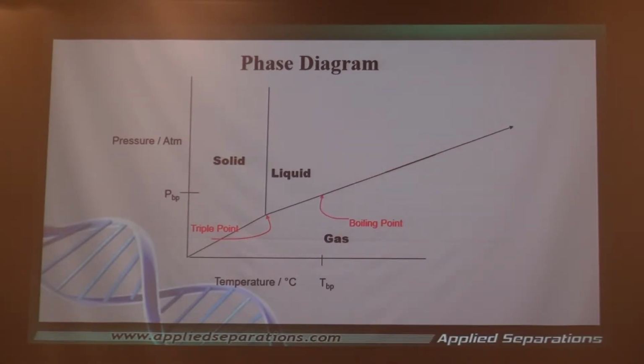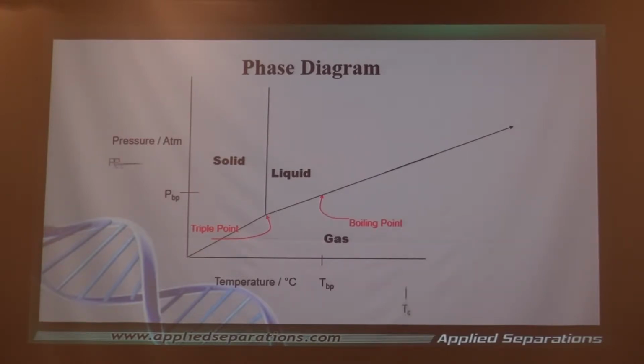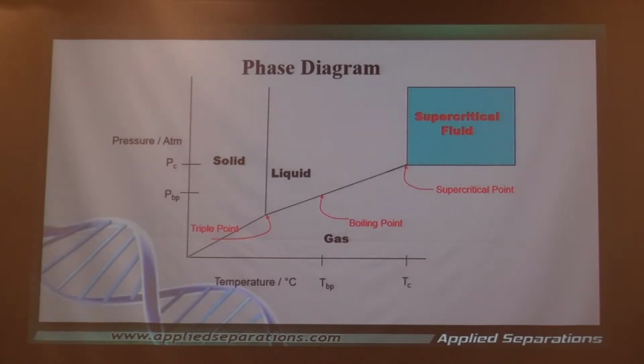As we found out with De La Tour, as you increase the temperature and you increase the pressure, you reach this point where we have a single phase, the supercritical point. We reach the supercritical point for the individual molecule, whichever compound we're dealing with, at its critical temperature and its critical pressure.